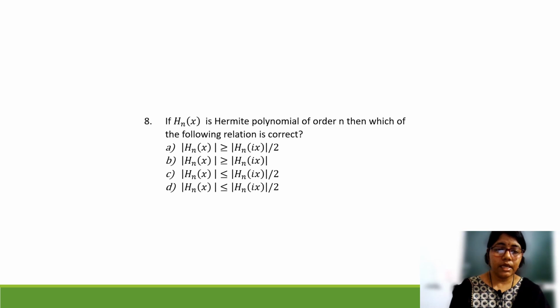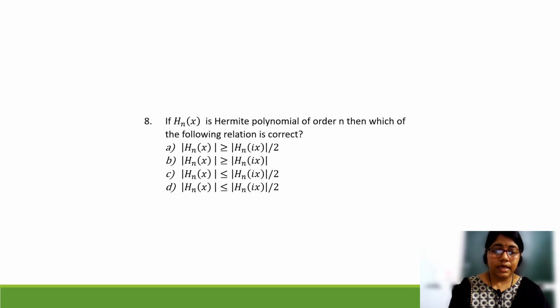Question number 8 says, if H n(x) is the Hermite polynomial of order n, then which of the following relations is correct? Option A, mod H n(x) is greater than or equal to H n(ix) by 2. Option B, H n(x) is greater than or equal to H n(ix). Option C, H n(x) is less than or equal to H n(ix) by 2.